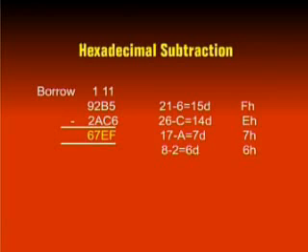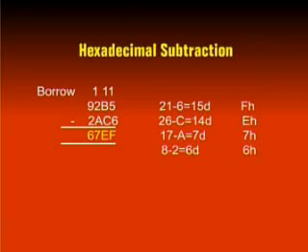Now subtracting 6 from hexadecimal number 5 is not possible, as 6 is larger than 5. So what do we do? We borrow a 1 from the next highest hexadecimal digit. Now borrowing a 1 in hexadecimal number system means borrowing a 16. Borrowing a 1 in decimal number system means borrowing a 10. Borrowing a 1 in binary number system means borrowing a 2.